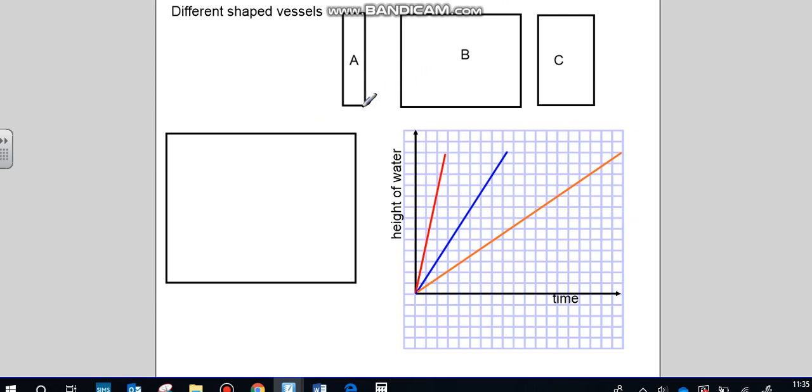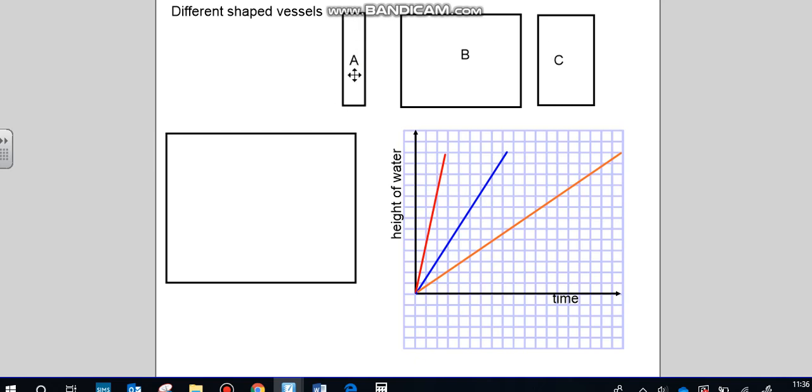Okay, so I've got this vase that is very, very narrow, this vase which is very, very wide, and this vase which is in between, but they're all the same height. And then I've drawn graphs, again measuring the height of the water against time, and they all finish at the same height because they are all the same height. So imagining we're filling the vases right to the top, what I want us to think about is which graph do we think matches which vase?